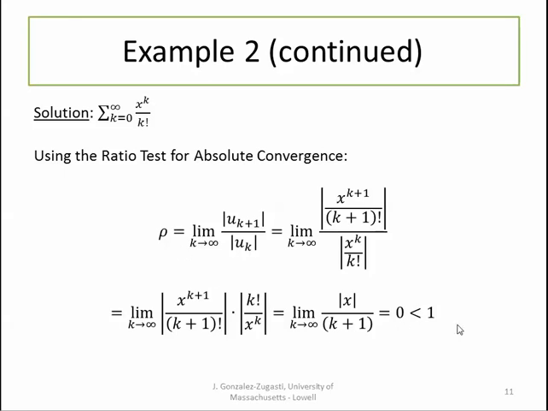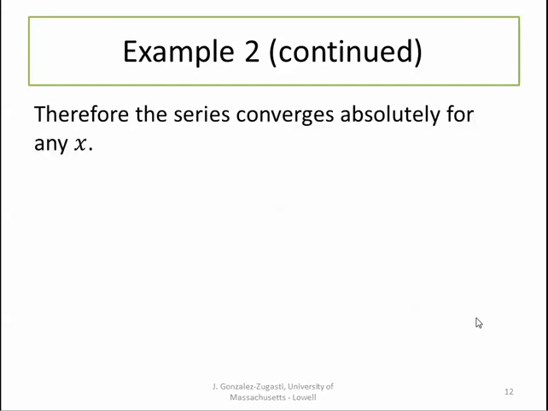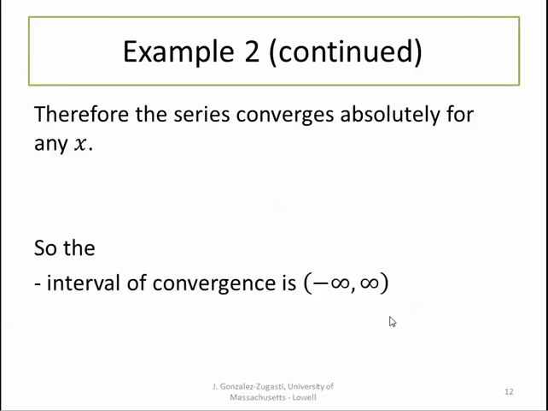So this limit is going to be equal to 0. Since rho is less than 1, that tells us that the series converges absolutely for any x. Our rho didn't depend on the value of x. It worked for any x. So that means our interval of convergence is the set of all real numbers and our radius is equal to infinity.